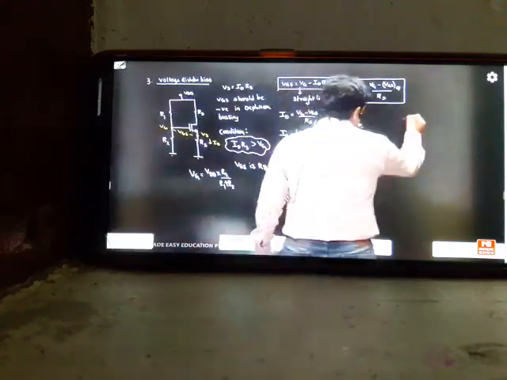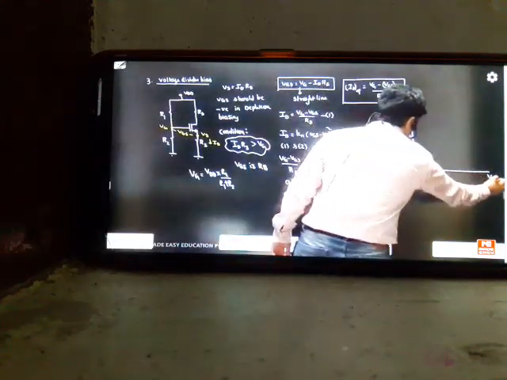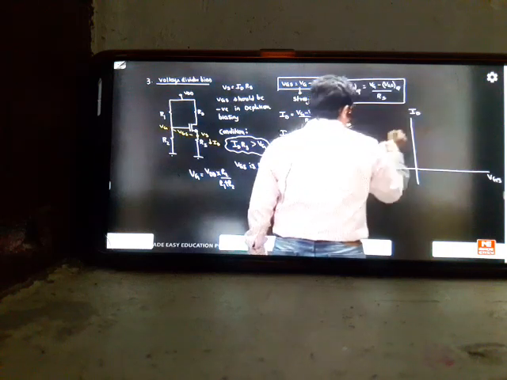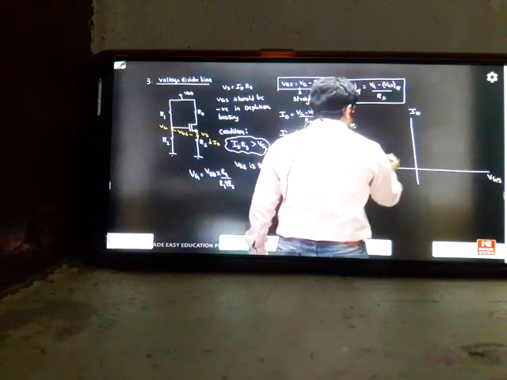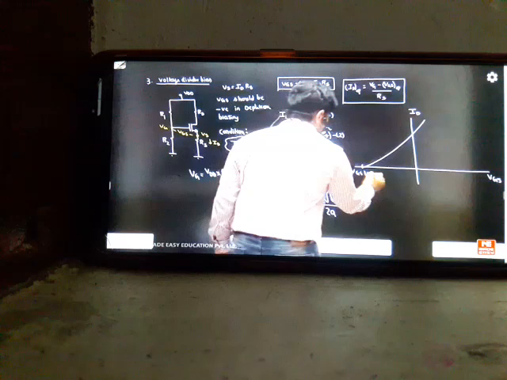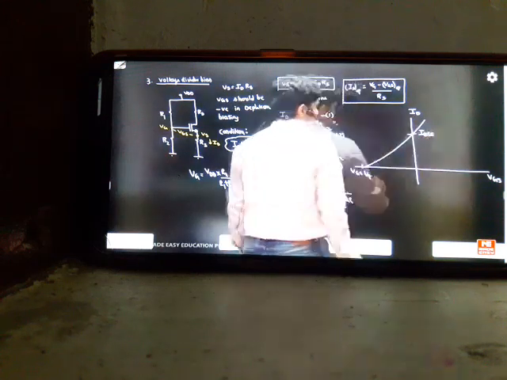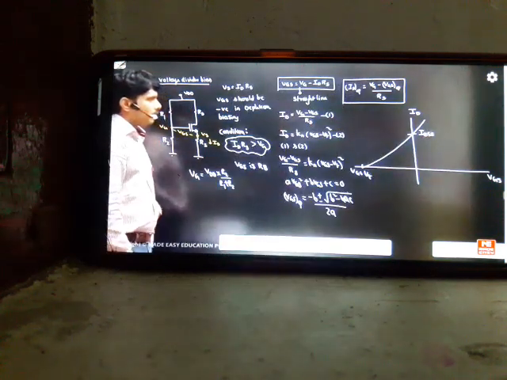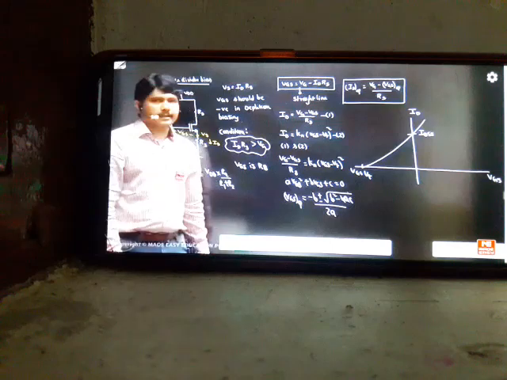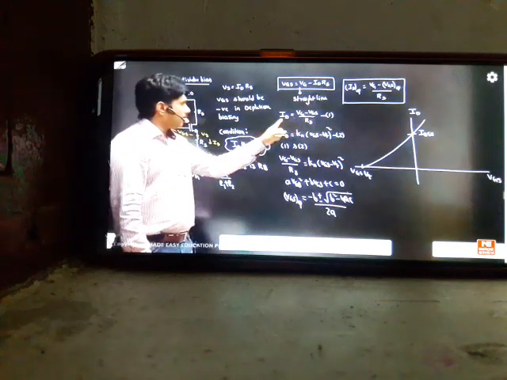If I want to draw a graph for this, this is your VGS, this is your ID. You have a transfer characteristic graph like this. This is the transfer characteristic graph. This is your experimental graph. Then how to draw the load line for this? It's a straight line equation, correctly if you see. For VGS equal to 0, ID becomes VG by RS.